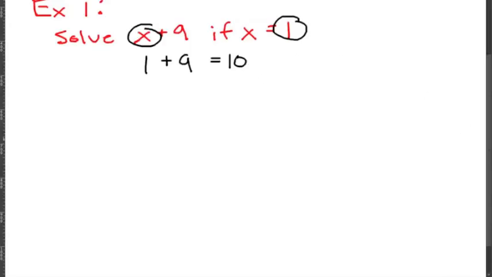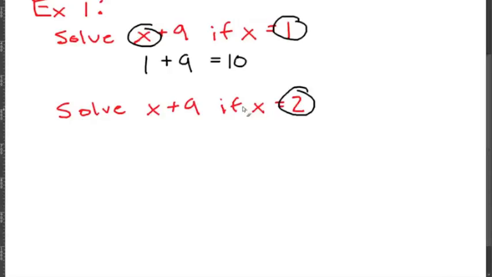Now, what if I say to solve x plus 9 if x equals 2? You take this 2, you plug it in for x, because in this instance x is 2. So then that becomes 2 plus 9, which equals 11. So let's move on to our next example.